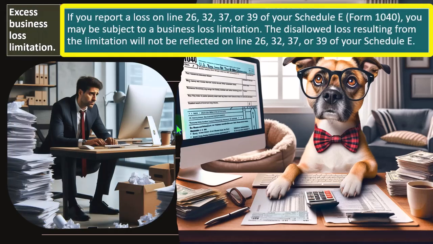So if you report a loss on line 26, 32, 37, or 39 of your Schedule E, Form 1040, you may be subject to a business loss limitation. Now, whenever we see losses with taxes, that's going to give us questions. And with rental property, oftentimes a loss situation might be applicable because richer, more well-off individuals might invest in rental property in the hopes that the rental property goes up in value.